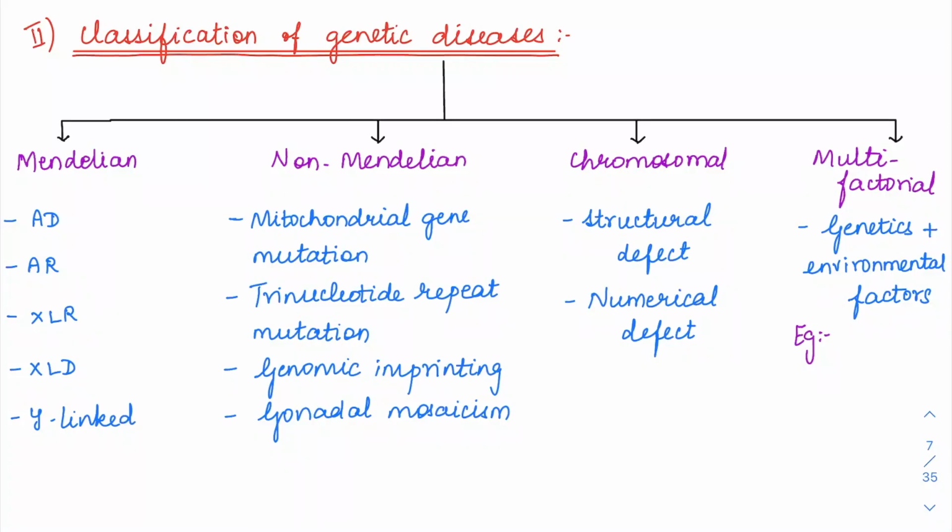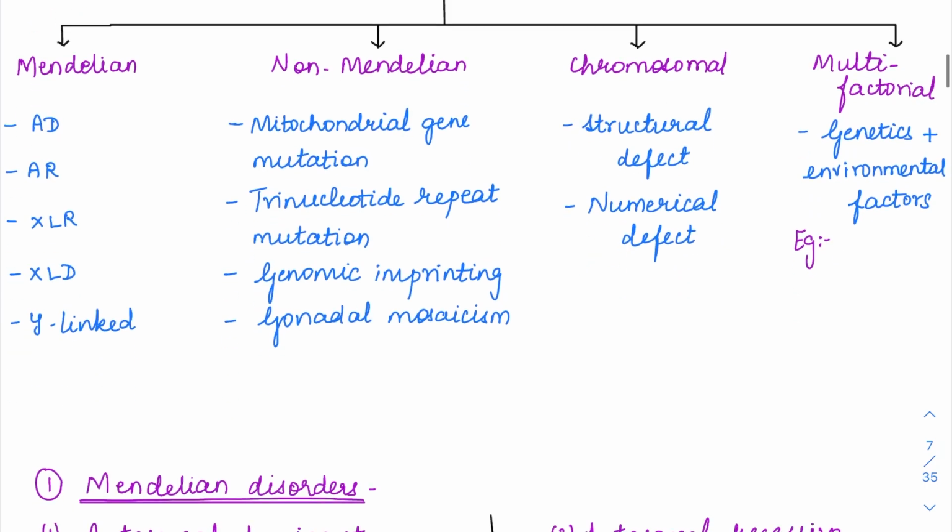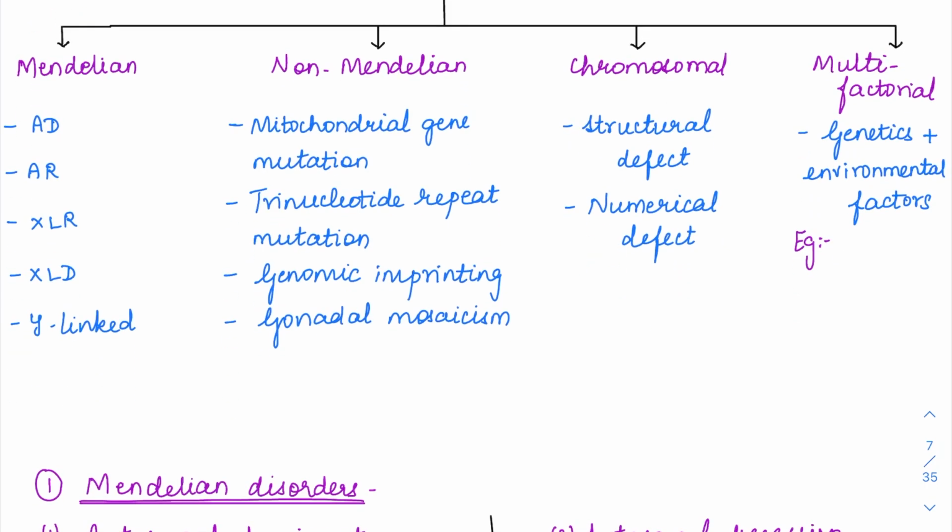Now we'll move on to the classification of genetic diseases. Genetic diseases are basically classified into 4 main categories. First, those which follow the Mendelian laws, so they are Mendelian disorders. Then we have non-Mendelian disorders. Then we have chromosomal disorders. And lastly, we have multifactorial inheritance. Under Mendelian, we have autosomal dominant, autosomal recessive, X-linked dominant, X-linked recessive, and Y-linked inheritance.